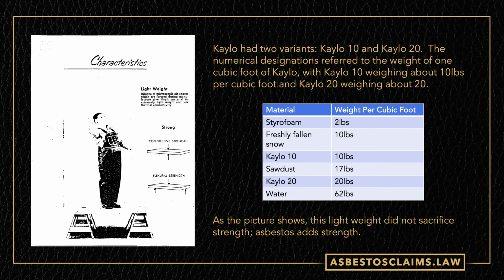Here is from their brochure again. You'll see that there's a gentleman standing on the piece of Kaylo, and it's a very lightweight piece of Kaylo. That's part of why this material was used on Navy ships. So you see it says that Kaylo had two variants, Kaylo 10 and Kaylo 20. The numerical designations referred to how much they weighed for a cubic foot. A cubic foot of Kaylo 10 weighed 10 pounds, a cubic foot of Kaylo 20, 20 pounds.